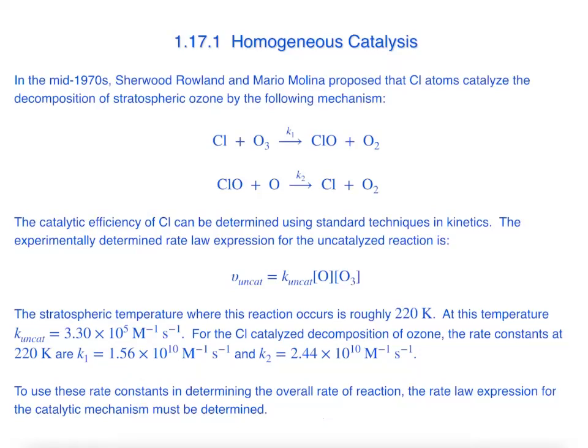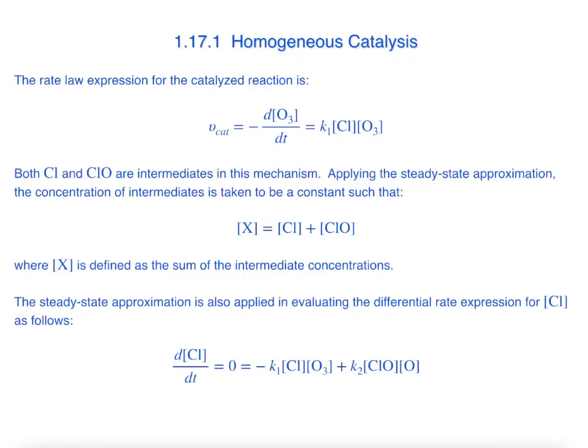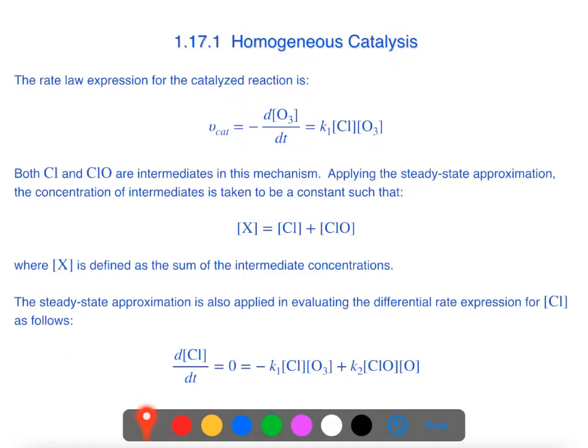Now, to use these rate constants in determining the overall rate of reaction, we first need to develop a rate law expression for the catalytic mechanism. So the rate law expression for the catalyzed reaction is shown. We're interested in the decomposition of ozone. It's found in the first step of that mechanism. It's dependent upon the rate constant K1, the concentration of ozone, as well as the concentration of chlorine.